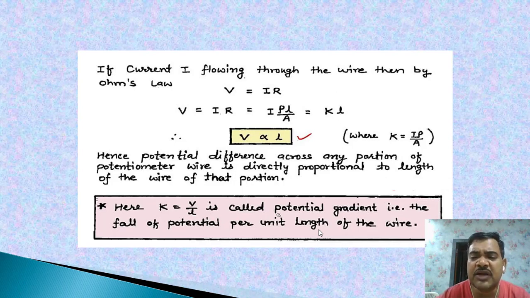Hence the potential difference across any portion of the potentiometer wire is directly proportional to the length of the wire of that portion. Here K equals V upon L, called the potential gradient, the fall of potential per unit length of the wire. To increase the sensitivity, we have to keep the potential gradient smaller. How to increase the sensitivity? Simply by increasing the length of the potentiometer wire.